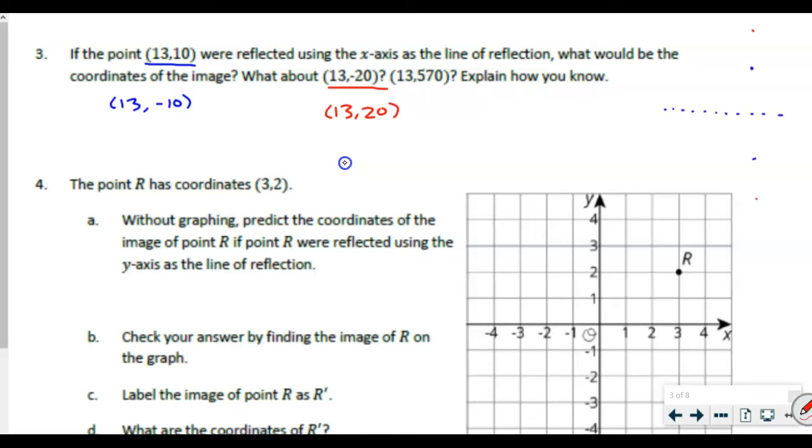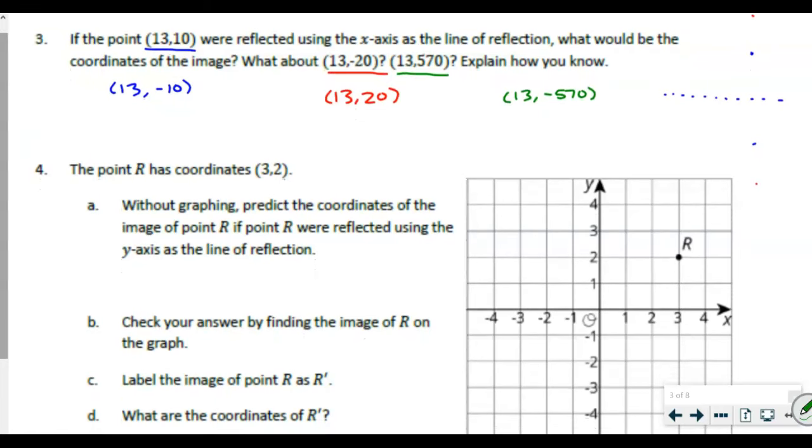And 13, 570, where is that one going to be, Elise? 13, -570, again, same concept. This is way far up here, so the reflection is going to be the same distance just all the way down below. So it's pretty easy to identify and predict what those coordinates are going to be when it's a reflection over the x-axis, right? Now, let's apply that same thinking.